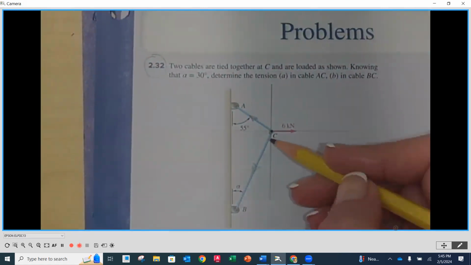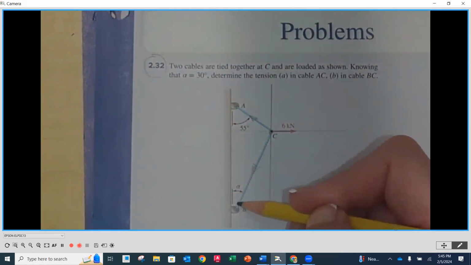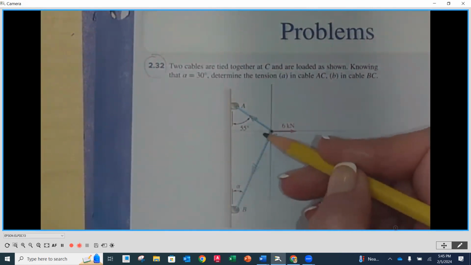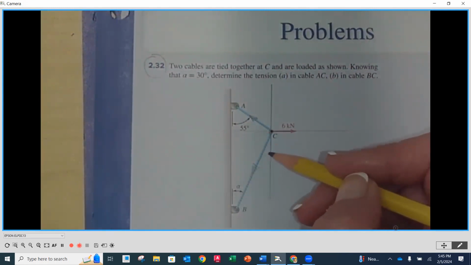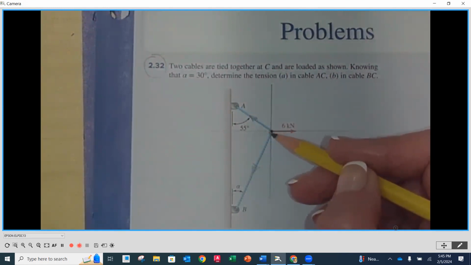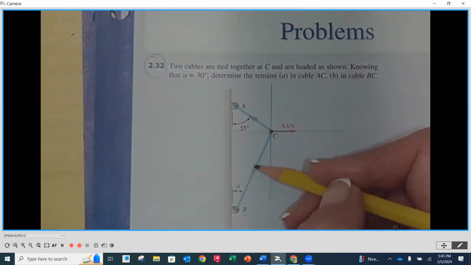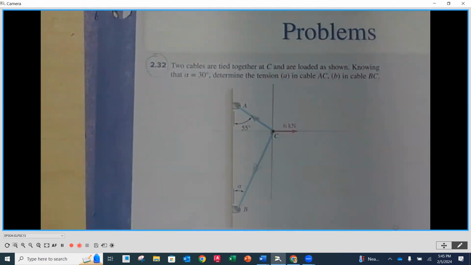And then you're going to notice that down here for C to B, alpha is here. So that is not this angle coming from the horizontal. It's this one coming from the vertical. And this also is in tension. It is going to be pulling from C towards B along that cable.